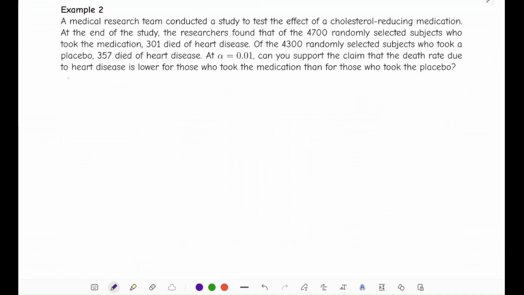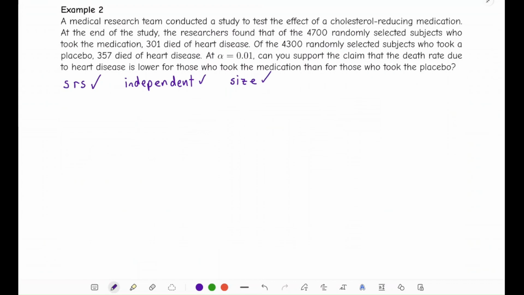So let's conduct our requirement check. SRS, yep, randomly selected. Independent, yes, because you either took the medication or you took the placebo. And then we had 301, 357 successes. And I'm not going to do the subtraction because 4,700 minus 300 is definitely bigger than 10, and 4,300 minus 357 is definitely bigger than 10. So just by close inspection, my size requirements does meet.